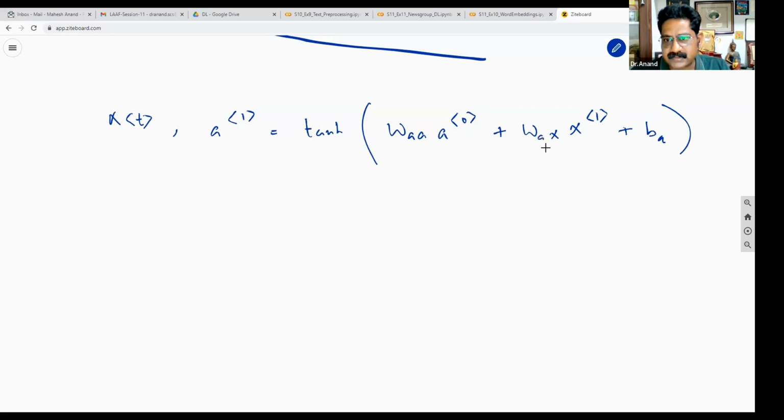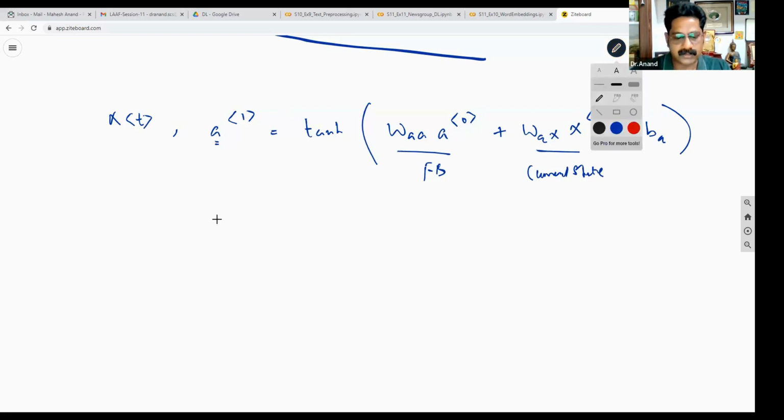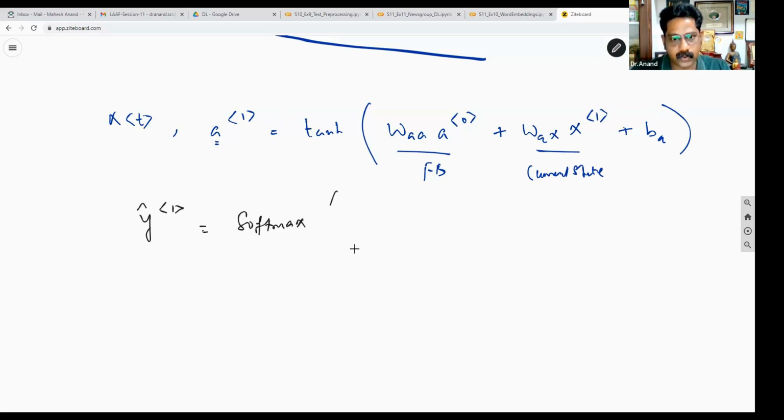So WAX, because this weight matrix is going to yield a hidden state and multiply with the X kind of input. And this is the bias attached to yield A, so B with suffix A. Actually, this is the feedback part, and this is the current state. Once you have got this, what am I supposed to compute? y cap for the current state, isn't it? This is softmax applied over.